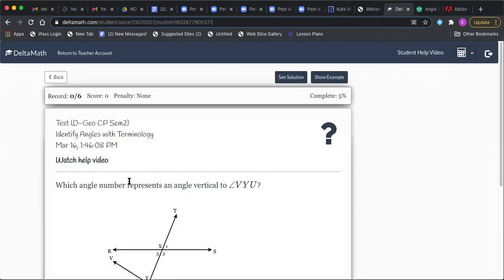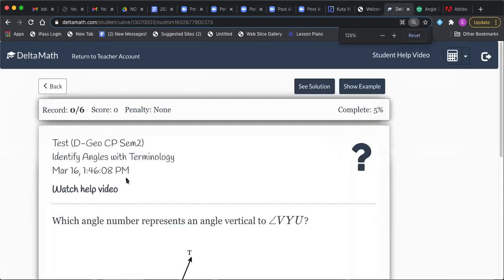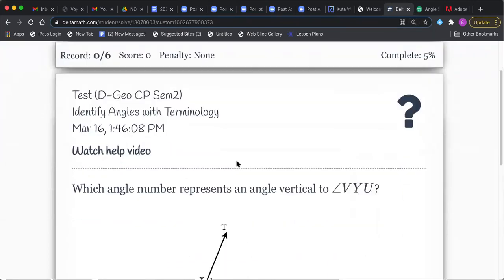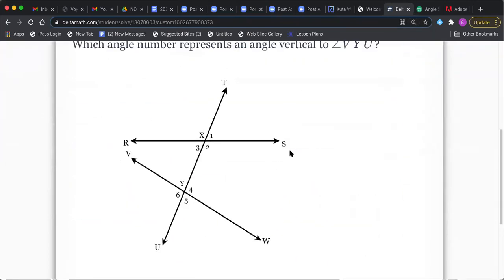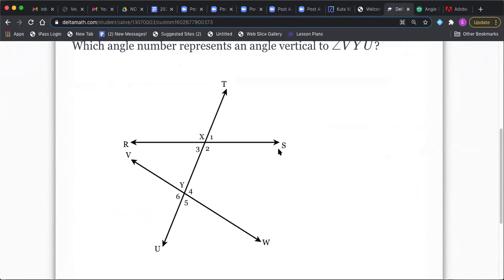Anywho, let's click one of these. Let me zoom in a bit. And I'll come over here to my iPad and we'll do one of these together. Okay, so this one is saying which number angle represents an angle vertical to VYU. So first of all, you need to make sure you know who angle VYU is. And remember how we do that. We're just going to trace. So I start at V, I go to Y, and I follow it off to U. So that means angle 6 is the one that they're talking about.